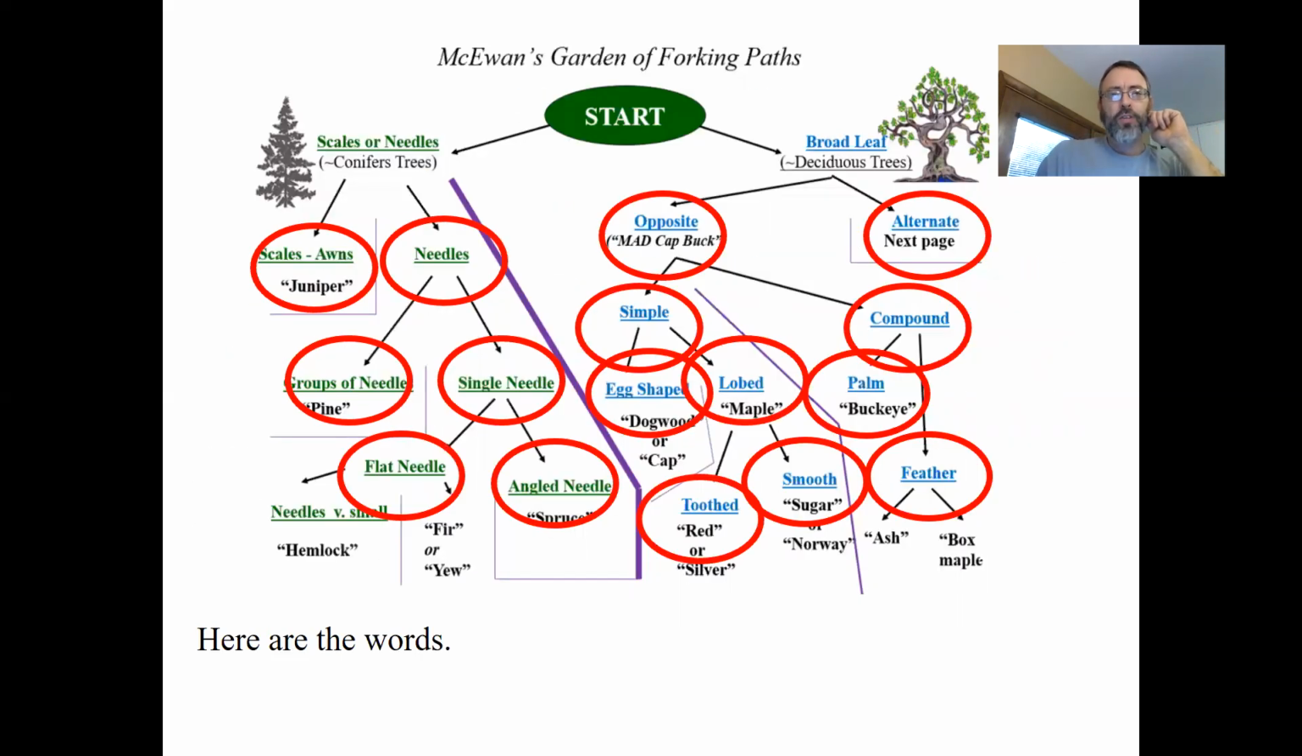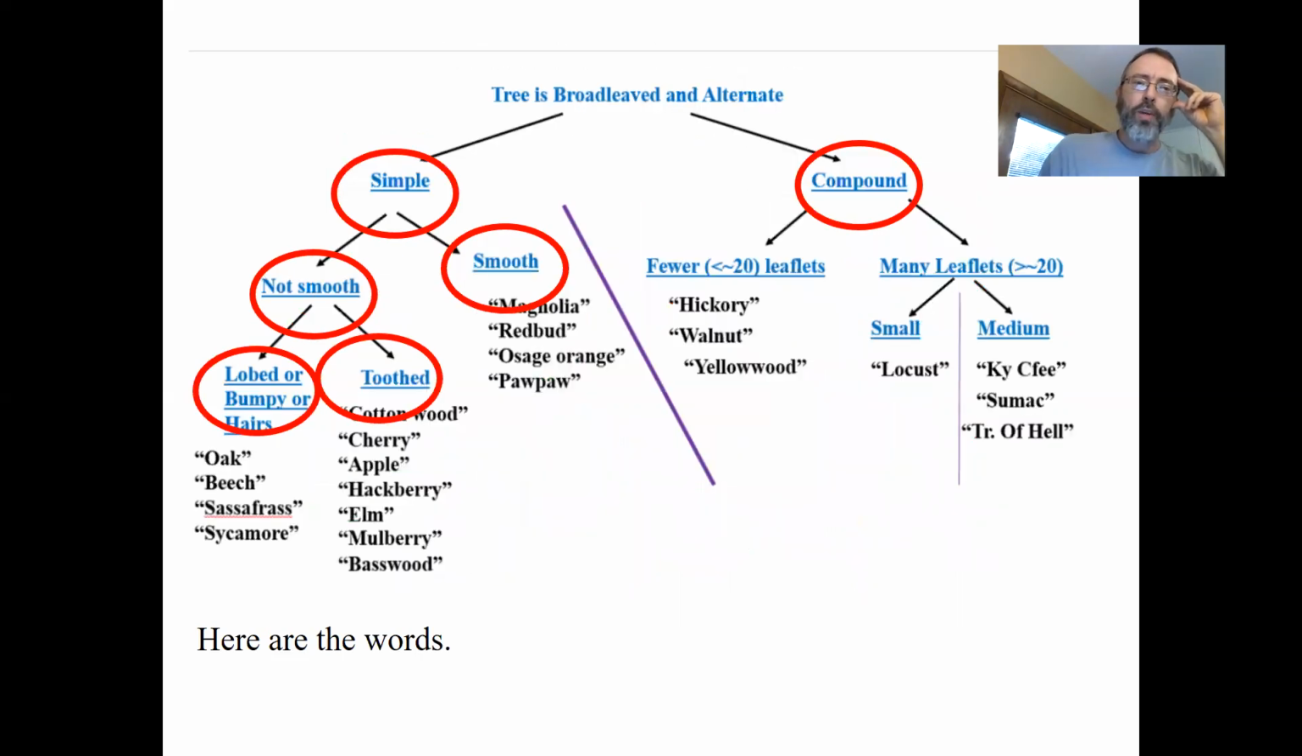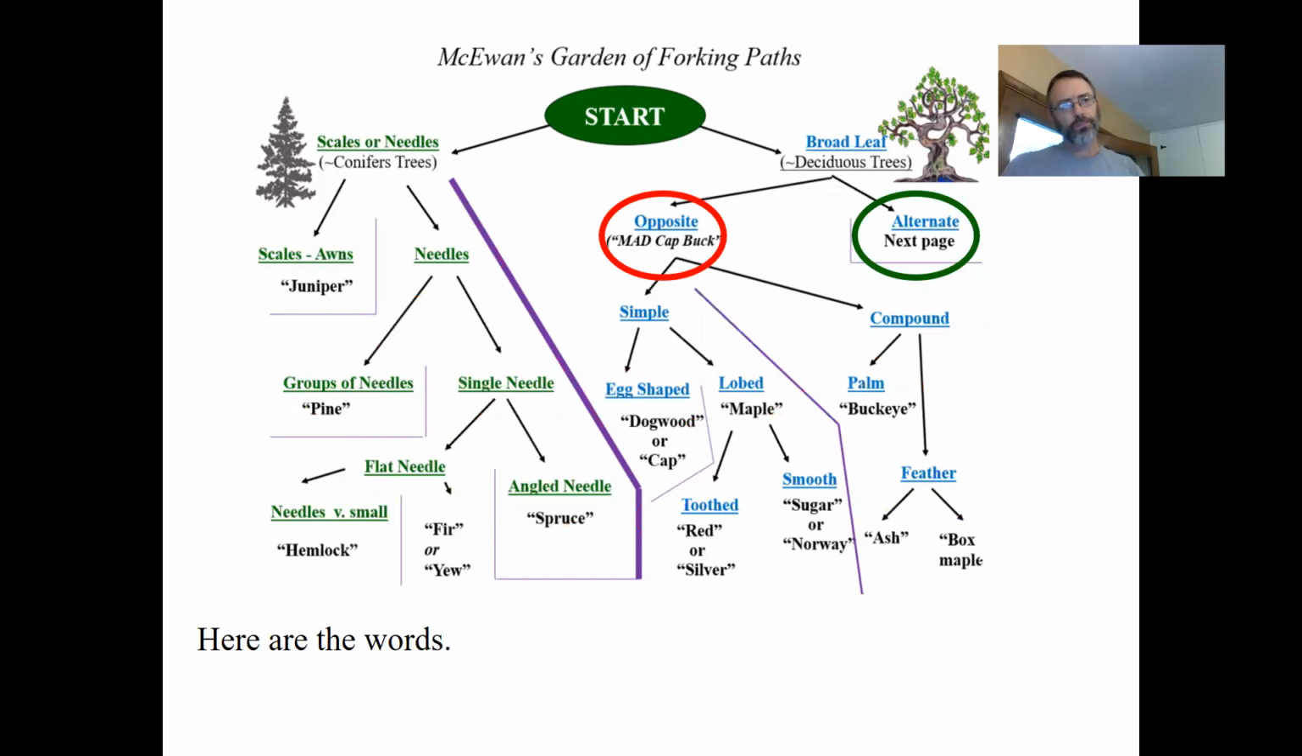On the back side of the sheet, I'm going to hand you a sheet, but on the second page of the Garden of Forking Paths, we have these same words kind of repeated: compound and simple, smooth or not smooth, and so forth. If you learn these words, you can learn which fork to take. You can look at the feature of the plant and make a choice where to go.